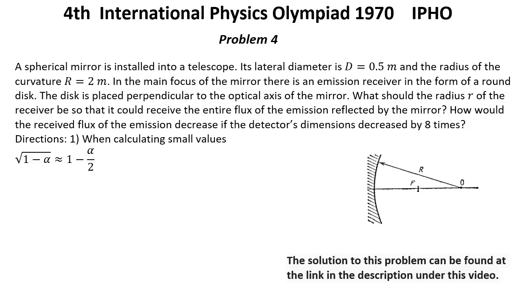What should the radius r of the receiver be so that it could receive the entire flux of the emission reflected by the mirror? How would the received flux of the emission decrease if the detector's dimensions decreased by 8 times? Directions: when calculating small values, square root of 1 minus alpha is approximately equal to 1 minus alpha over 2.